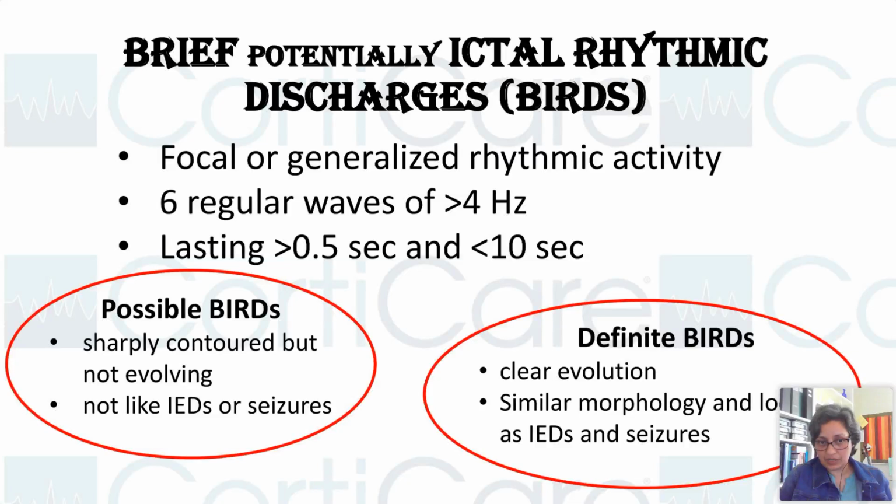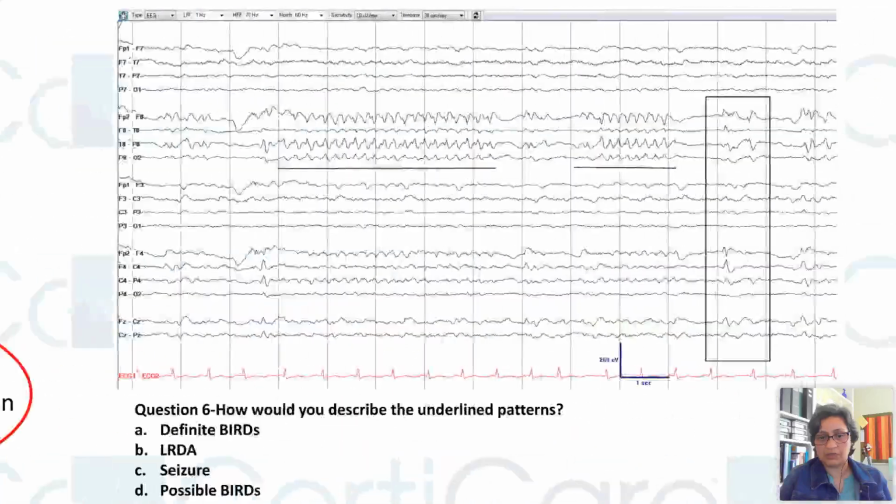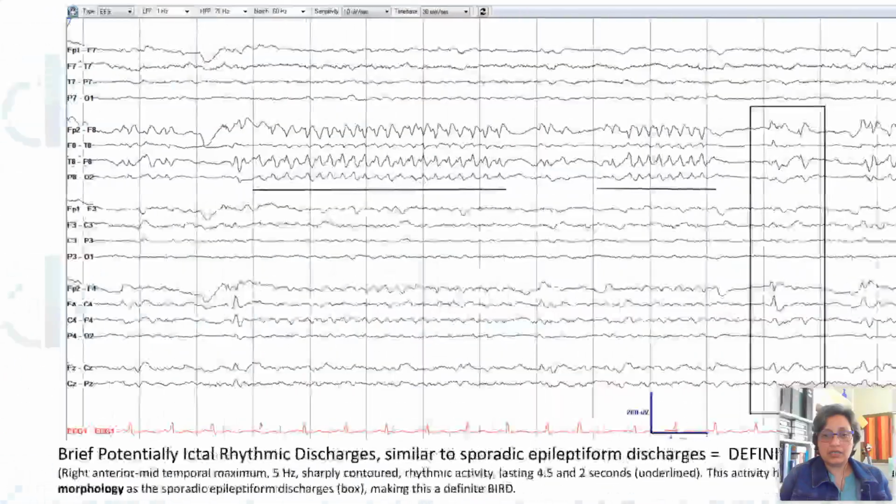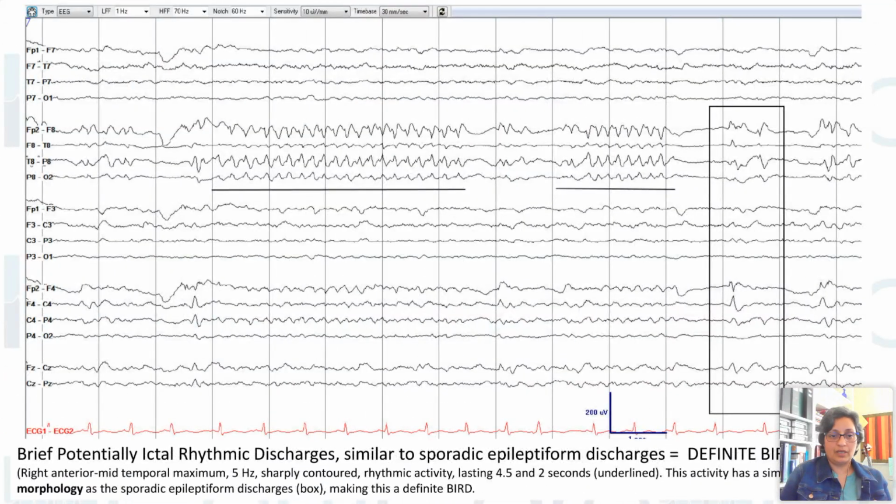We saw 5 to 6 hertz, and they are lasting less than 10 seconds. So they are falling under the category of definite bursts. Let's see what the ACNS is describing it as. These are brief, potentially rhythmic discharges similar to sporadic epileptiform discharges. In this rectangle here, these are our sporadic epileptiform discharges. So it's definitely bursts. These are not potential bursts, these are definite bursts.